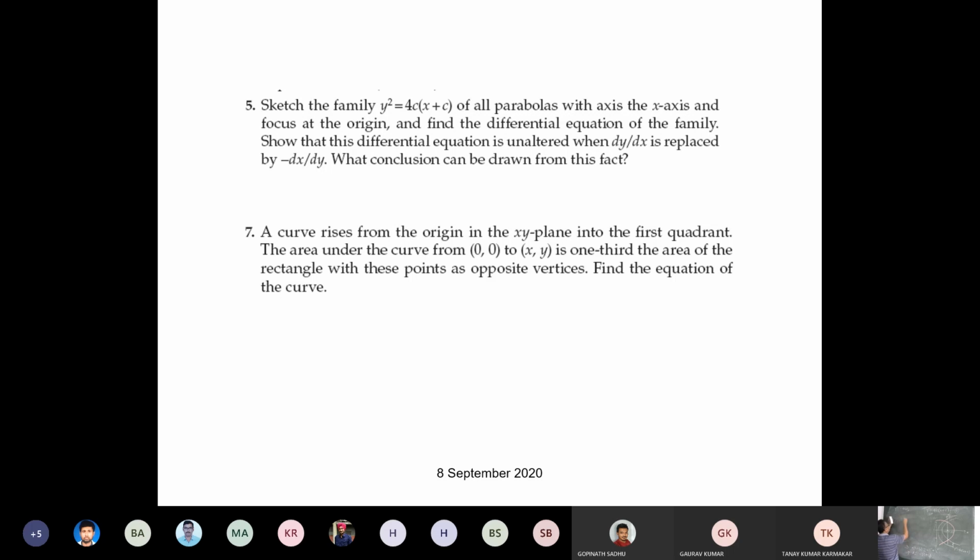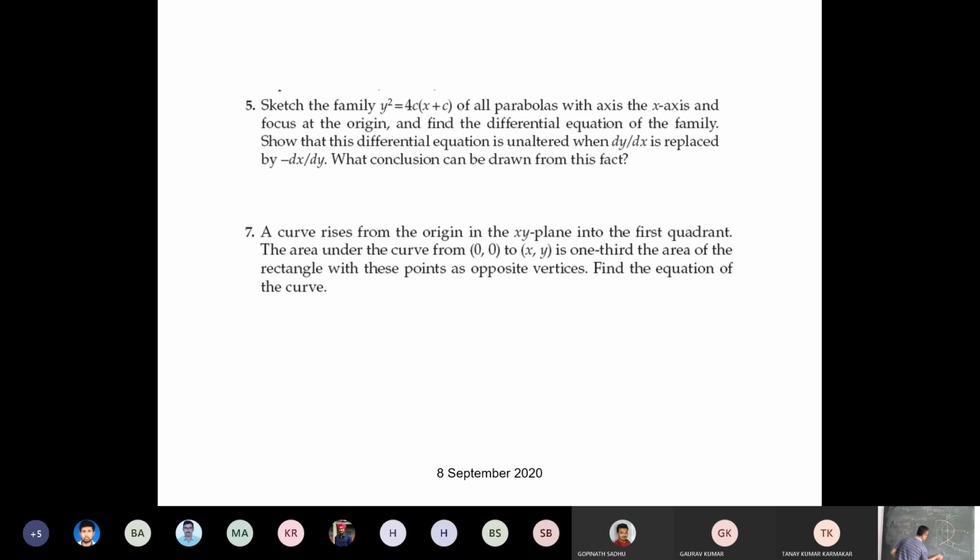See, suppose I am considering the first family of curves, like say y squared equal to 4c1 x plus c1. So from here, what I get, 2y dy/dx equal to 4c1, right? So this implies dy/dx equal to 2c1 by y. Fine? Okay. So let me call it for curve 1. Similarly, for curve 2, that is the orthogonal trajectories, you get dy/dx equal to 2c2 by y, right? Okay.